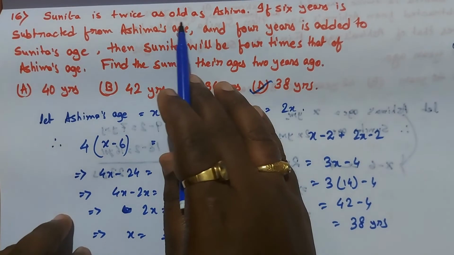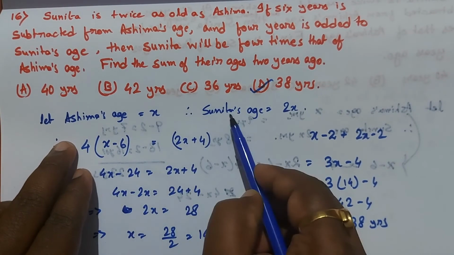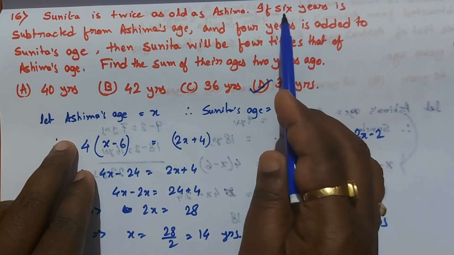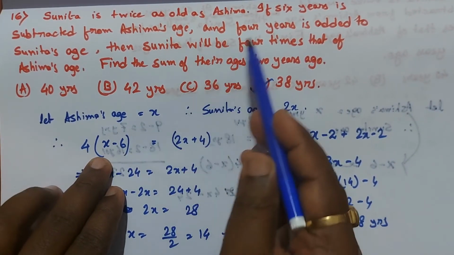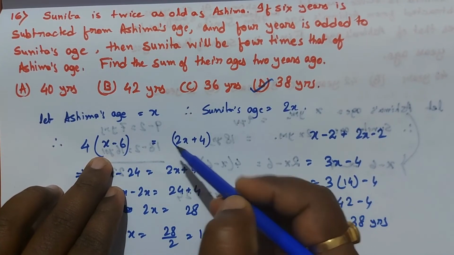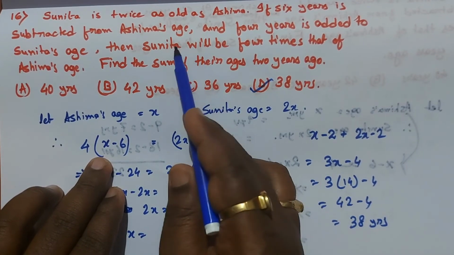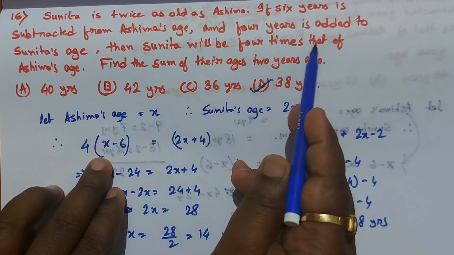Sunita is twice as old as Asima. So let Asima's age be x, and Sunita's age, twice that, is 2x. If 6 years is subtracted from Asima's age, x minus 6, and 4 years is added to Sunita's age, 2x plus 4, then the relation between them is that Sunita's age is 4 times Asima's age.